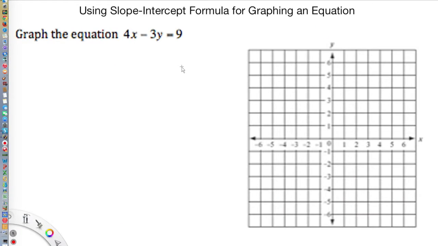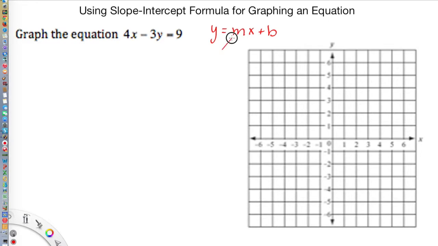With this problem here, I'll show you how to use the slope-intercept formula for graphing an equation. The slope-intercept formula of y is equal to mx plus b is kind of your template for arranging and organizing all the information that you need for an equation that can be graphed as a line.